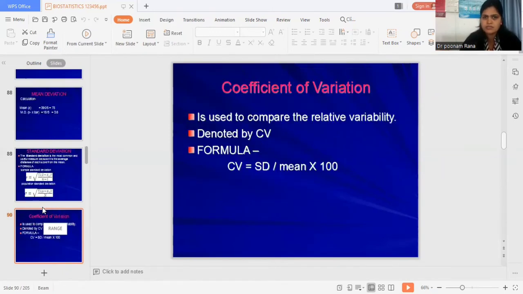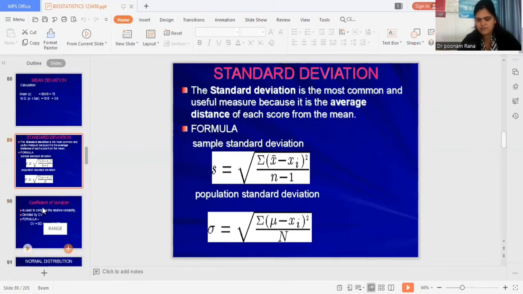So how to calculate the standard deviation? There are basically 5 steps. First, calculate the mean of the series, x̄. Then take the deviation of each item from the mean, that is x minus x̄. Then square these deviations and add them up, that is sigma. Then divide the result by the total number of observations, n, or n minus 1 if the sample size is less than 30. Then obtain the square root, and this will give the standard deviation.